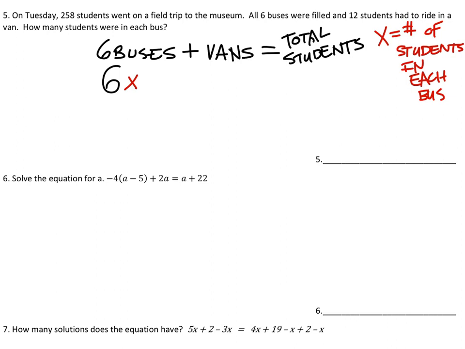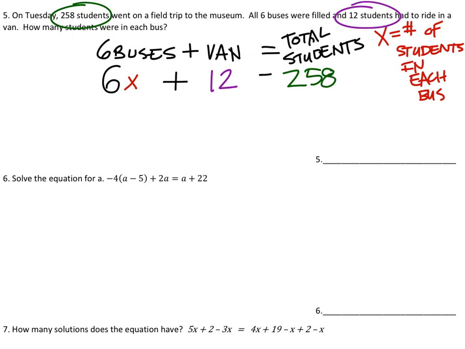So that's 6x. In the van, actually there was only 1 van, so we'll just make that van. And I got 12 students riding in that 1 van. This gave me a total of how many students went on the field trip, which was 258 students. So when I add the 6 buses with the van, I should get 258 students. This is the equation, which we will now solve.